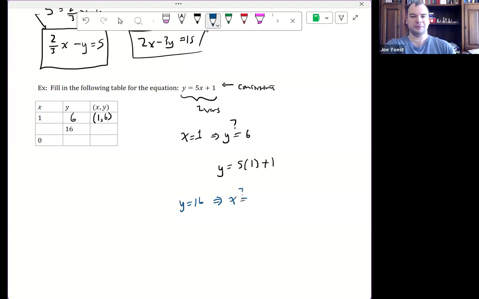What does x have to be? Well, I would have 16 equals 5x plus 1, and we can either just guess a solution to this pretty easily, or we could subtract 1 from both sides and get 15 equals 5x, divide by 5 and get x equals 3. So when y is 16, we'd have to have x equals 3 associated with it.